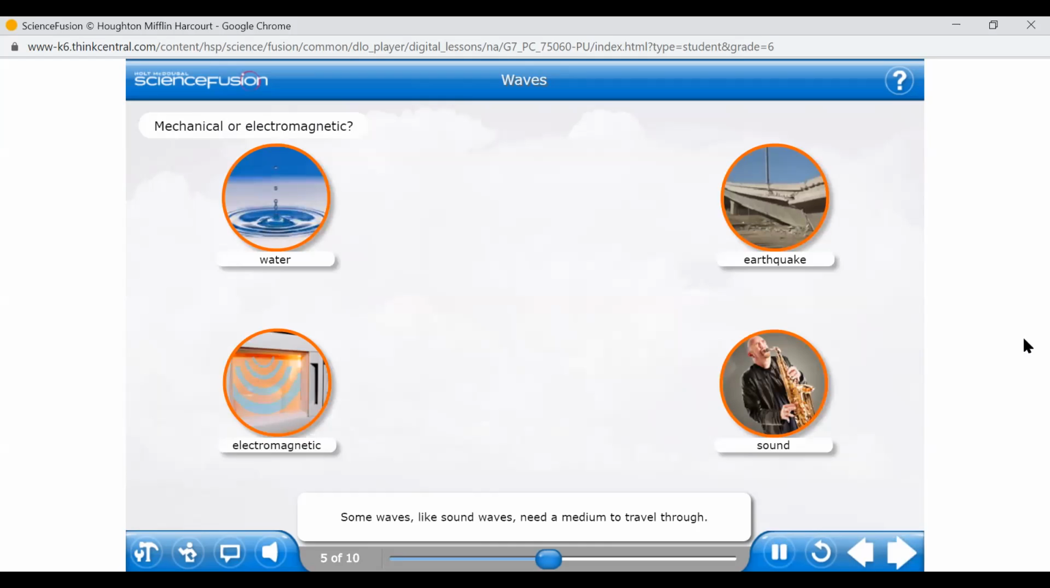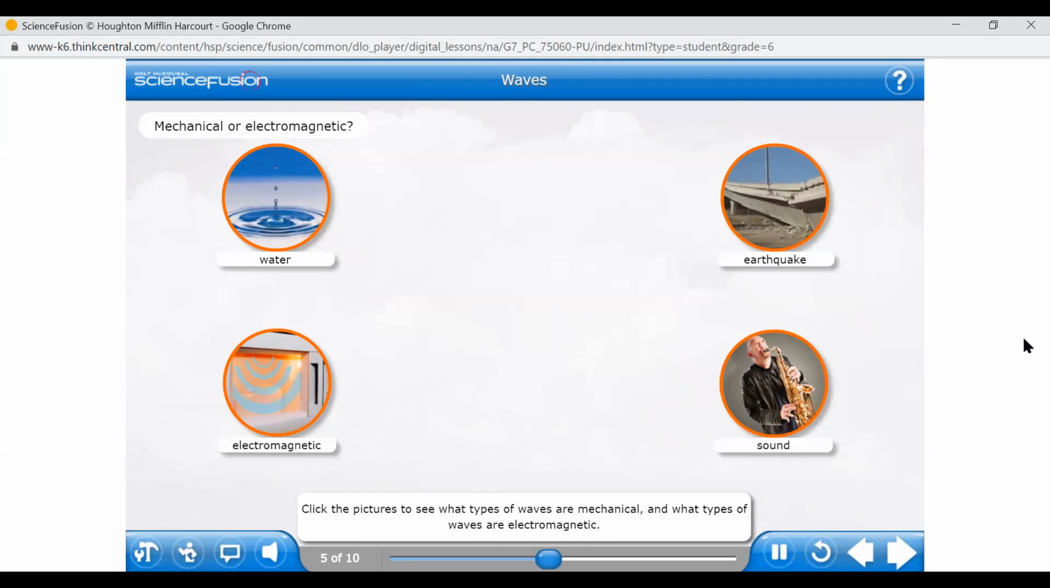Some waves, like sound waves, need a medium to travel through. Waves that need a medium to travel through are called mechanical waves. Electromagnetic waves, or EM waves, are waves that do not need a medium to travel through. Electromagnetic waves are waves caused by disturbances in electric and magnetic fields. They can travel through a vacuum.